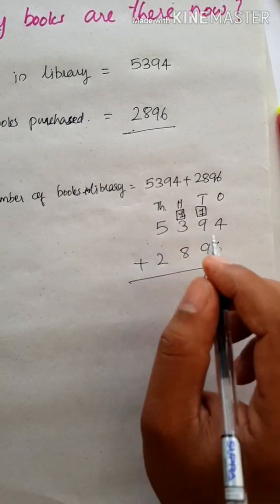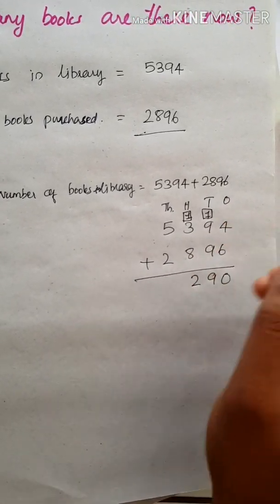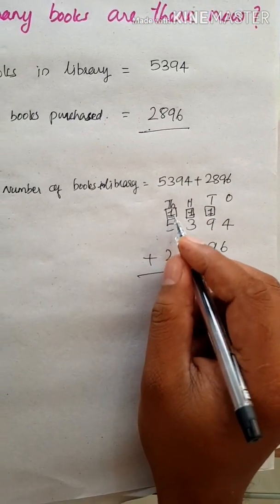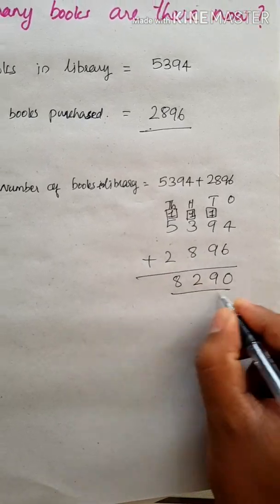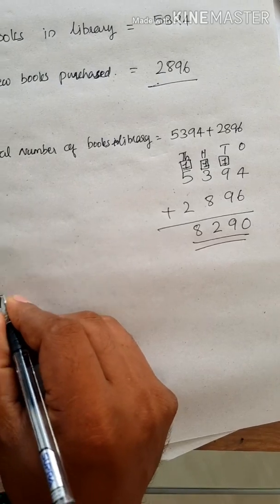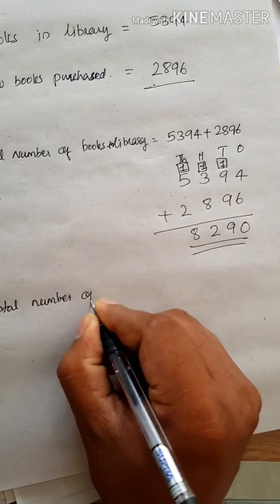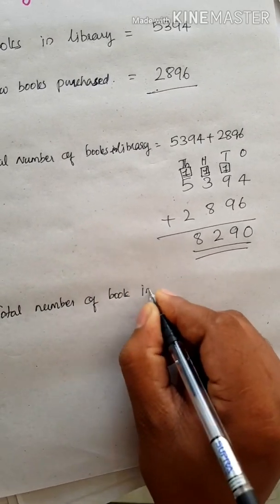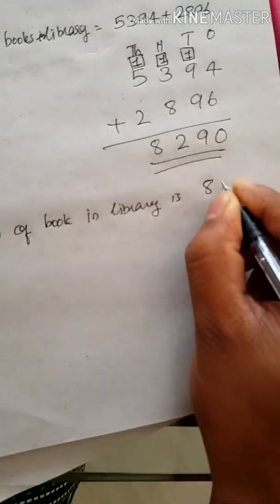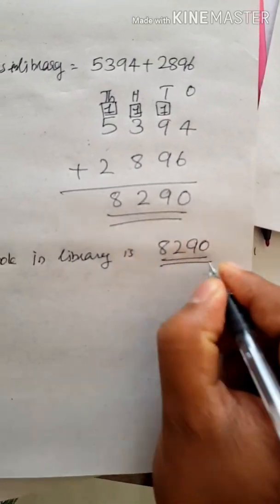3 plus 1 is 4, 4 plus 8 is 12. Again 1 is carry, so we have to take 1 to the thousands column. So now thousands column: 5 plus 1 is 6, 6 plus 2 is 8. So total number of books in library is 8,290. Understood?